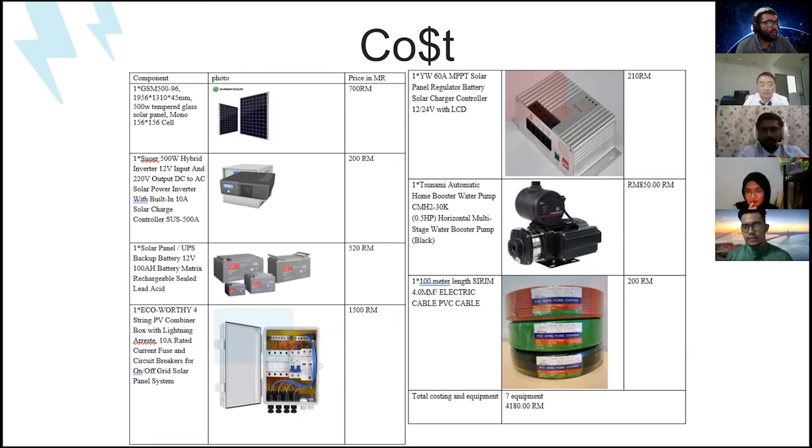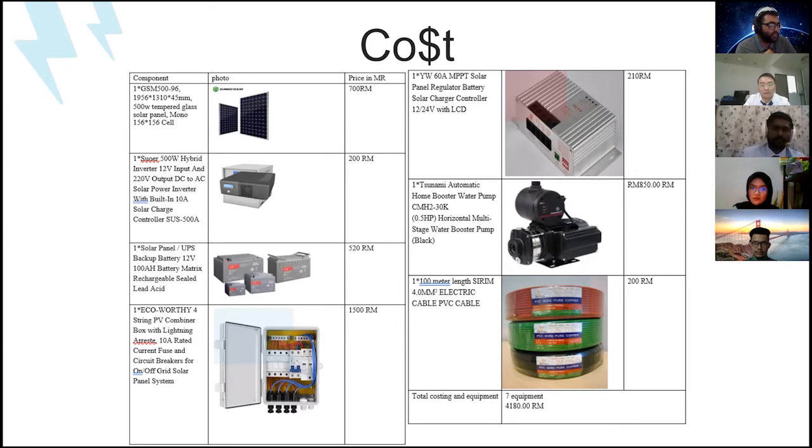Then we have the YW 6 ampere MPPT solar panel regulator battery solar charger controller, which will help us to control the solar panel. Then we have the motor, the water pump that we are going to use to pump the water to the tanks. As we are going to show after this, the whole system will use 0.1 HP, but actually the least horsepower in the market is 0.5 HP. So this is the least HP that we are going to use.